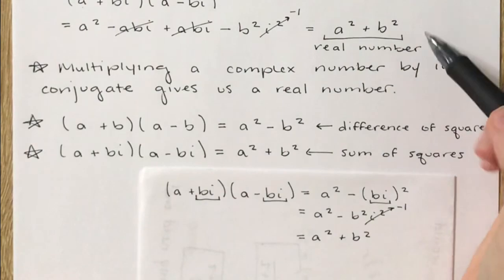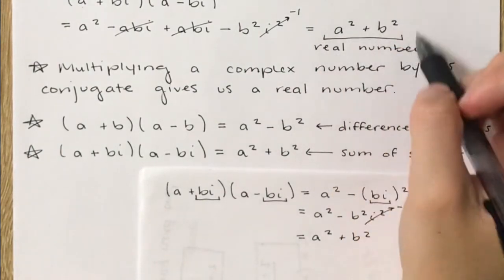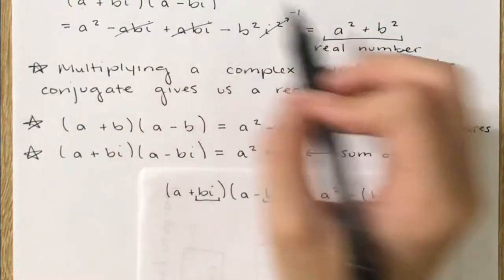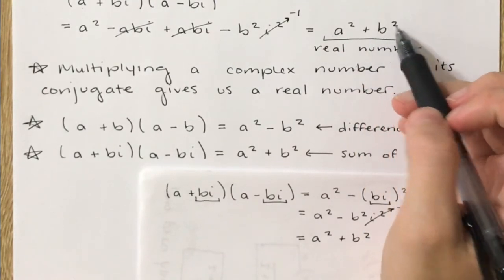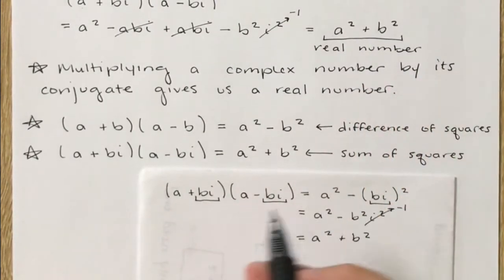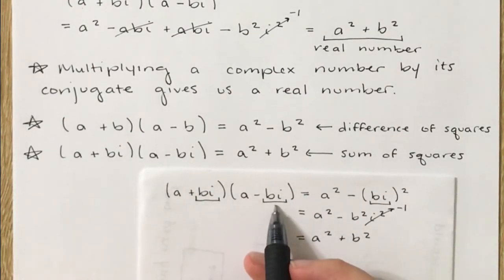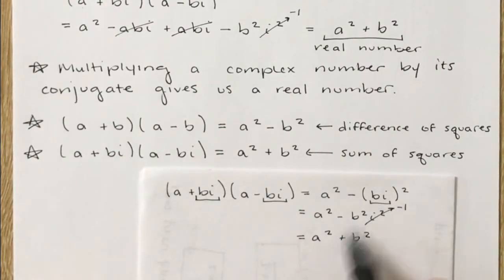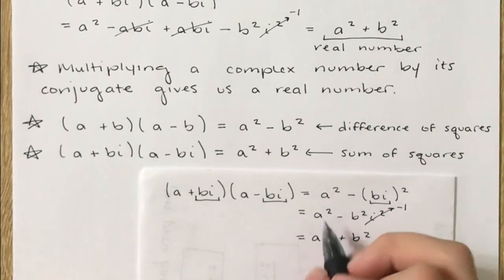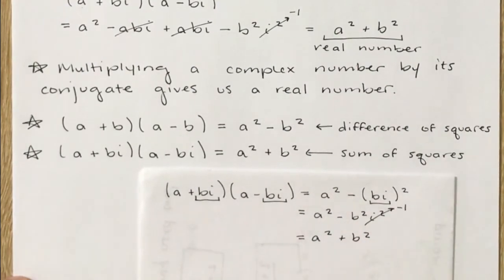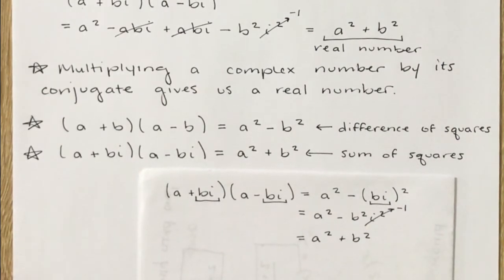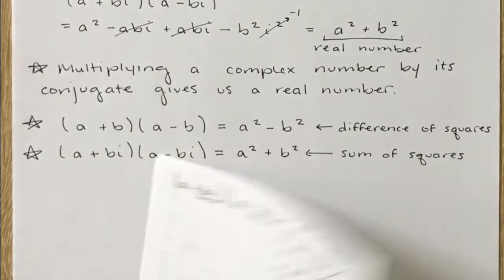So with this, we can either remember this fact that multiplying them together is going to give us the real part squared plus the imaginary part squared, or we can think about each of these situations individually as a difference of squares situation that ends up giving us a squared plus b squared. If that didn't make sense, don't worry about it. But if it did help and make sense, that's a great way to think about it.